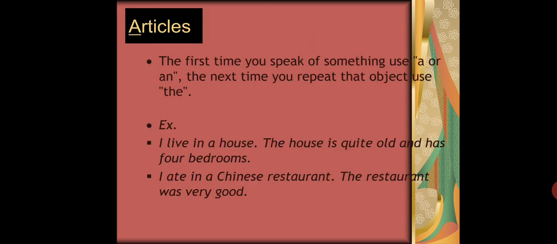Yan. What about articles? The first time you speak of something, use a or an. The next time you repeat that object, use the. I live in a house. The house is quite old and has 4 bedrooms. I ate in a Chinese restaurant. The restaurant was very good. See? Pag nauna mong binanggit, a. Pag pinanggit mo siya ulit, the.